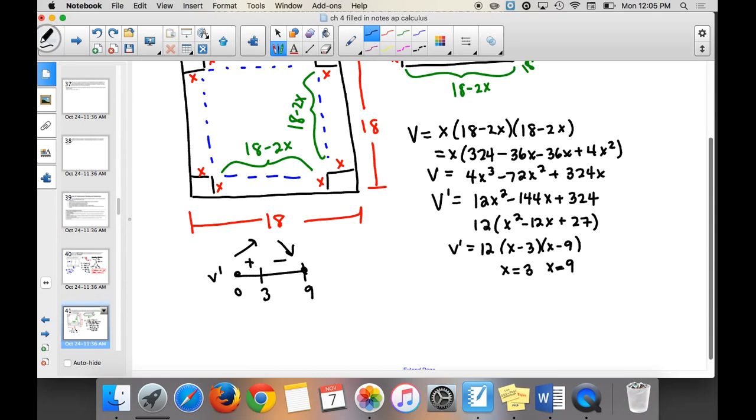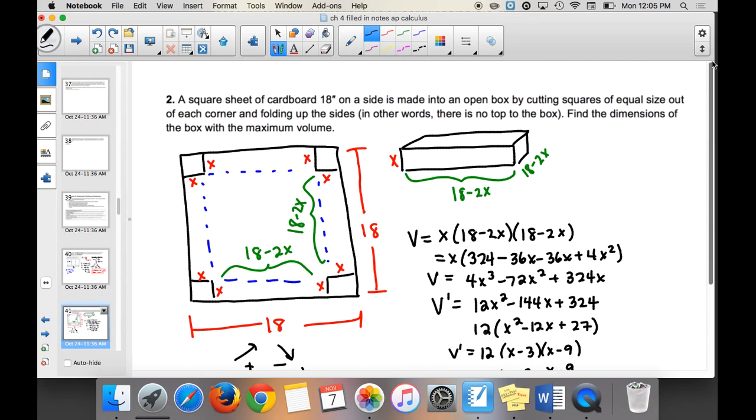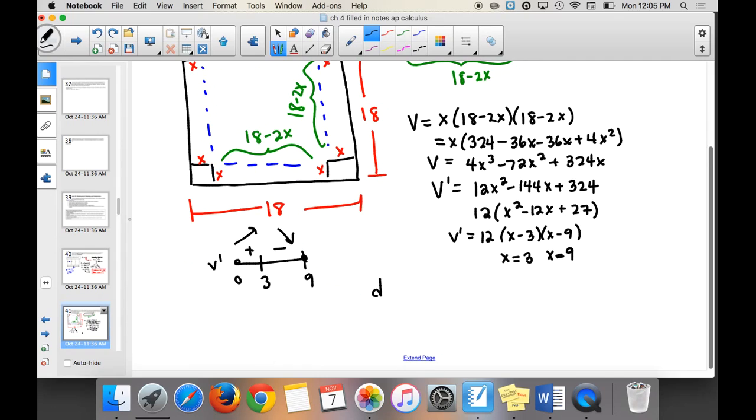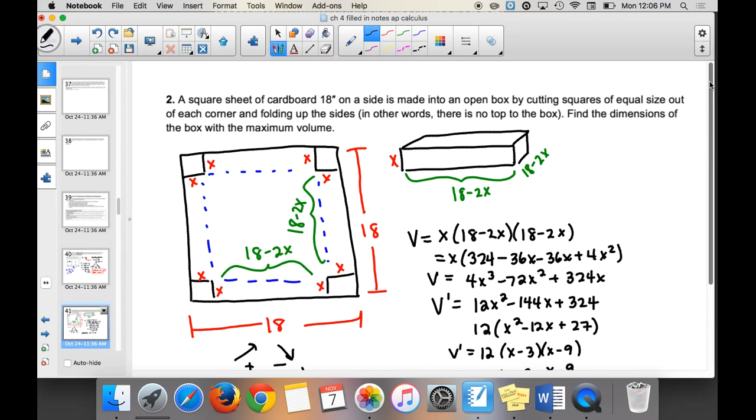All right, so anyway. So we know that there's going to be a maximum when x is equal to 3. So what does it say? It says find the dimensions of the box with the maximum volume. So our dimensions, if I plug in x equals 3, would be 18 minus 2 times 3. So 18 minus 6 is 12 by 12. Is it inches? And then by 3 inches. And it doesn't matter what order. I usually do length times width times height, but it doesn't matter what you do.